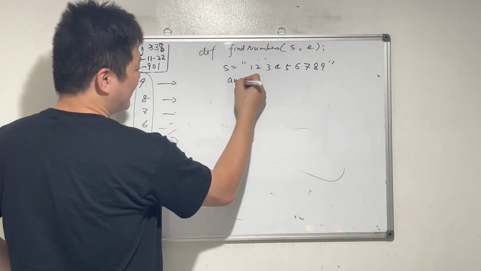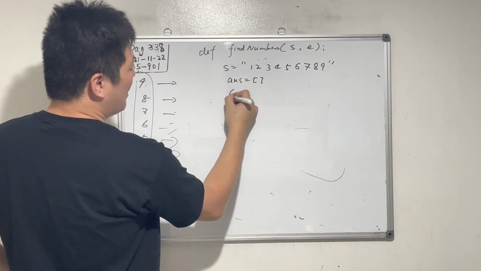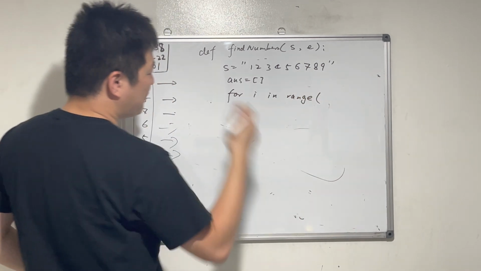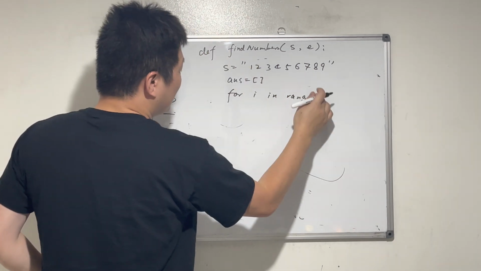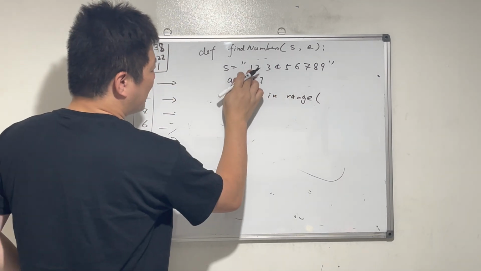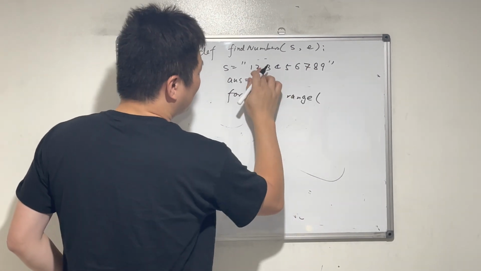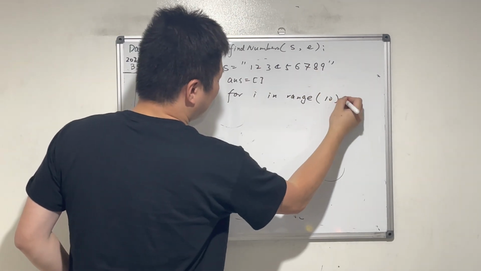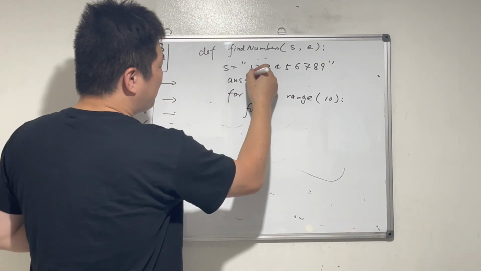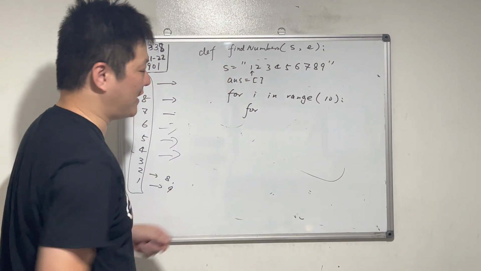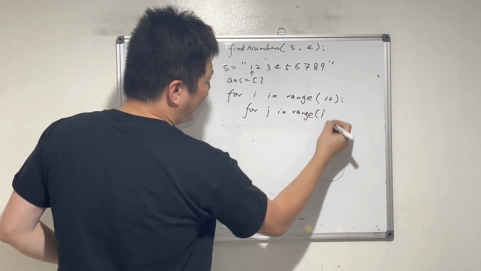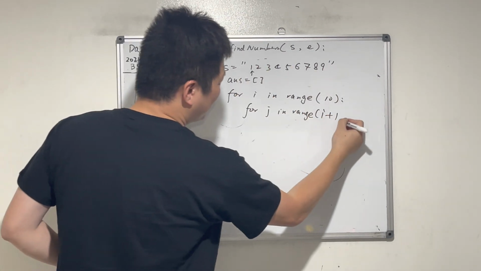So we can do this: answer equals an empty list, and s is a string. For i in range, what? 1 to 10, so let's start with the index, 0 to 10. Let's start from the left, i is the left index, and the right index will be j in range i plus 1 to 10.